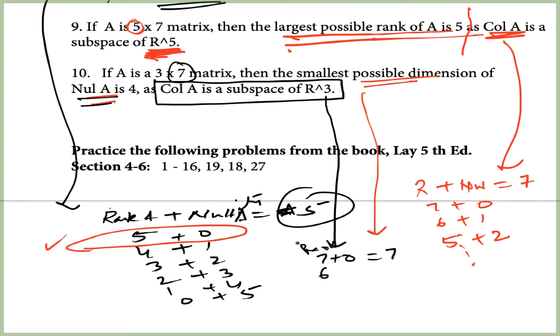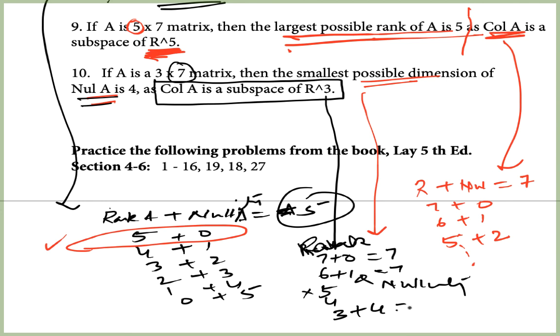So this is representing rank, guys. The first one is representing rank. 6 plus 1. Now this one represents the nullity, remember. It's 7, so 5 will also not work. 4 will also not. 3 will work because 3 plus 4 gives me 7. Because the column space of A is a subspace of R3, that's what we know. And hence, that is the highest possible rank for A, and it will be the minimal possible dimension for the null space of A.